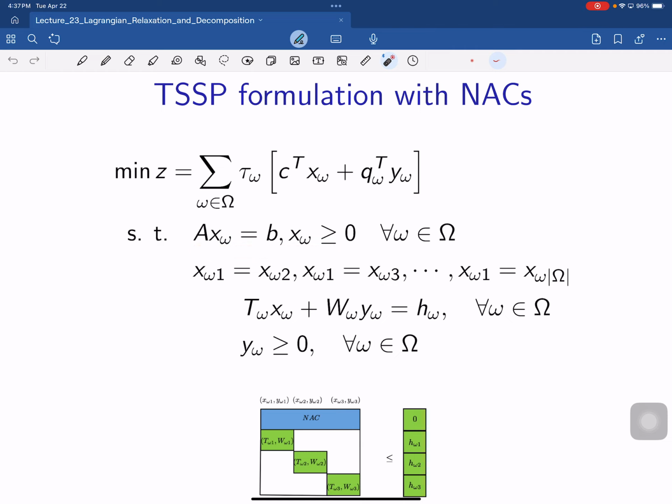So this is the so-called non-anticipativity constraint, meaning that at the beginning, the news vendor cannot anticipate what will be the real demand on the following day. So you have to add this in, such that the x is non-anticipative.